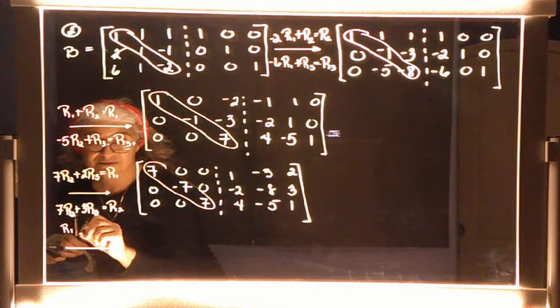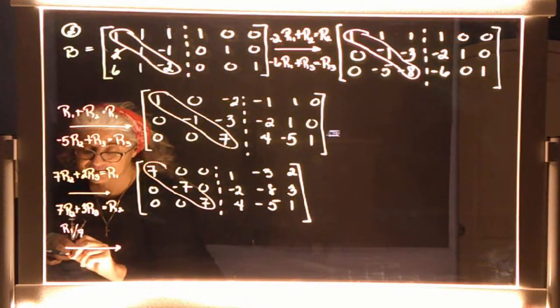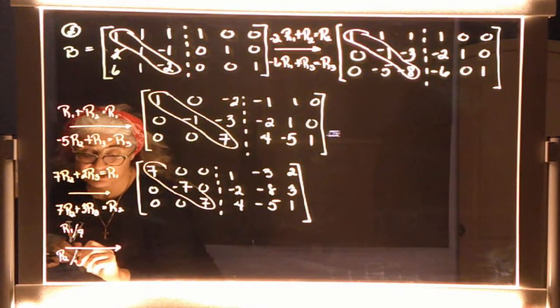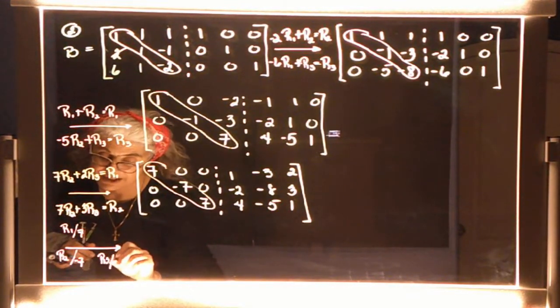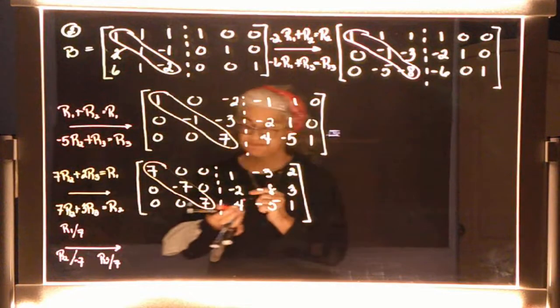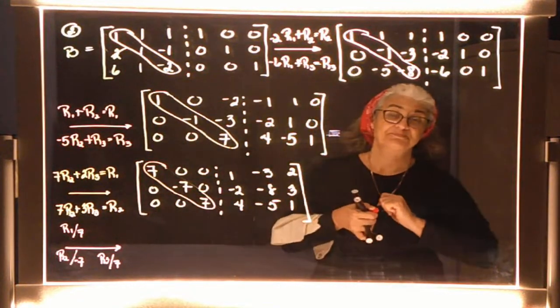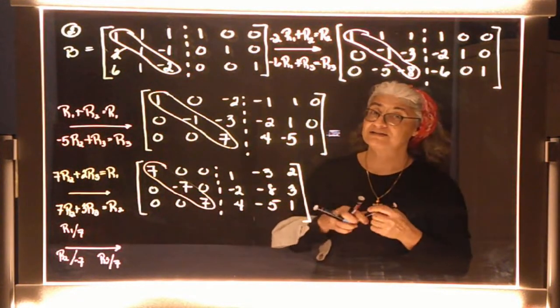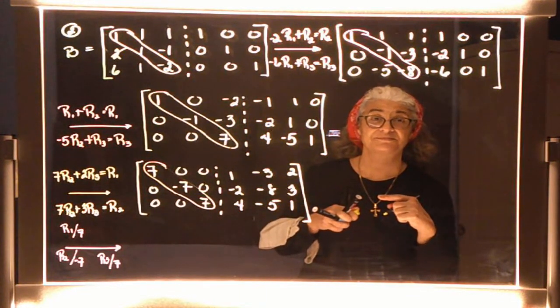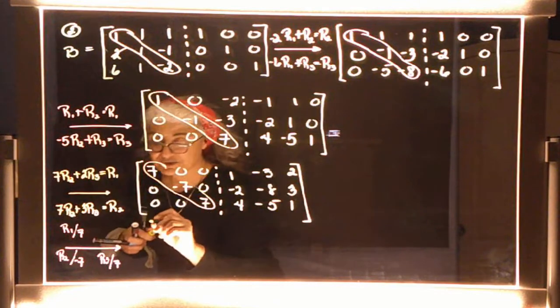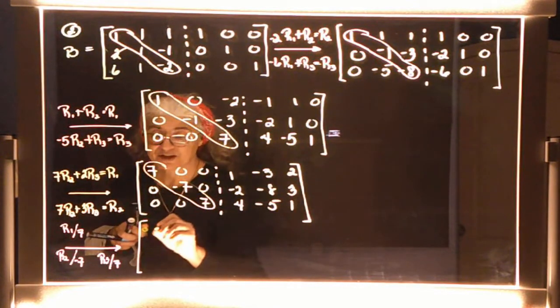First row, good, divide by 7. Second row, good, we have to divide by negative 7. Third row, we got to divide by 7. Right? Okay, let's see what we get. Pause the video if you want to and then come back. Okay, you must have done it. So here we go. First row, divide by 7.